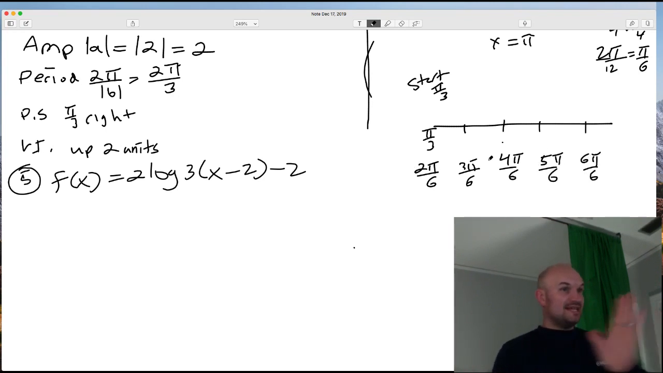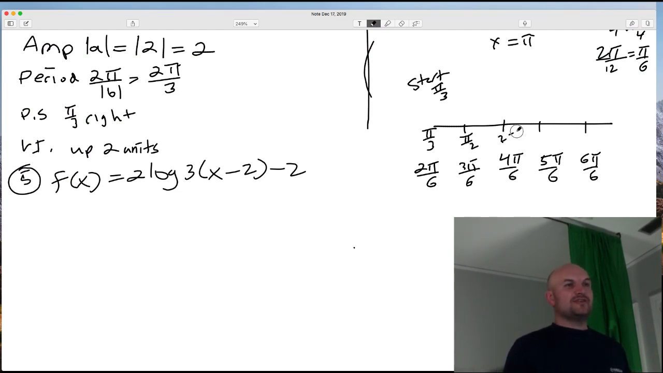Okay, so you can see here, those are my points. This reduces actually to pi halves. This is going to be 2 pi over 3. That can remain 5 pi over 6, and then this can be reduced to pi.